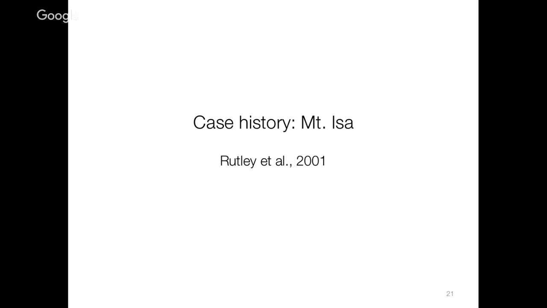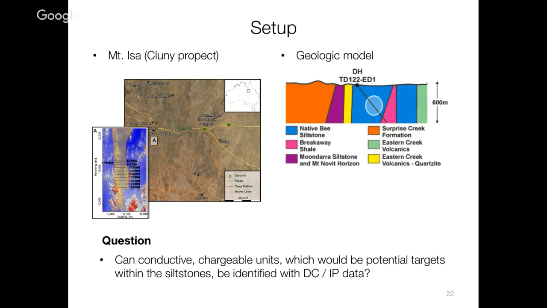So now I want to go back to this case history that we started with, which was the Mount Isa. So here was our hook. It was in Australia, up here at the top. I'm going to change the setup question. This morning when we were doing DC resistivity, I was asking, okay, can we find a conductive unit that would be diagnostic? Now we're actually going to change that. We're going to change, can we find a conductive chargeable unit that would be a potential target?